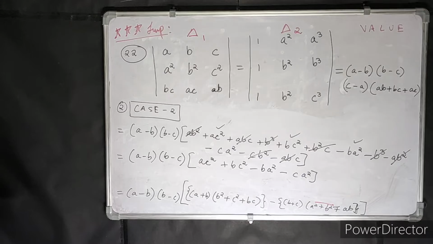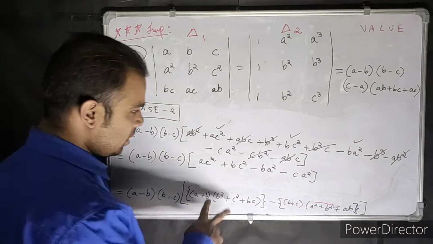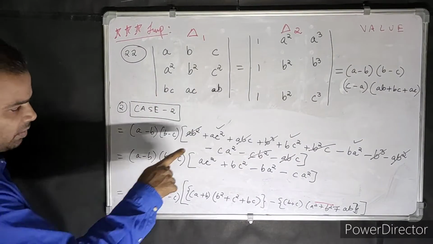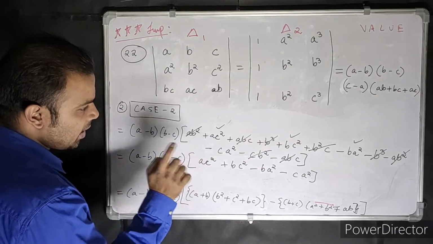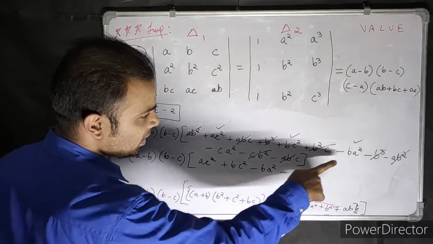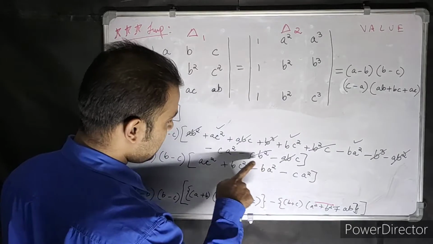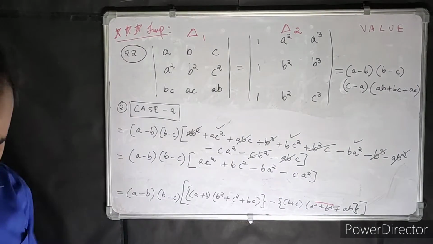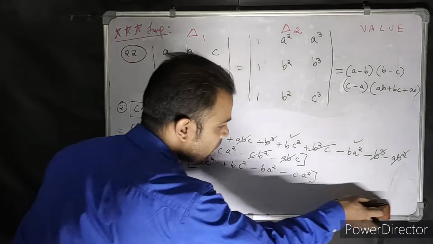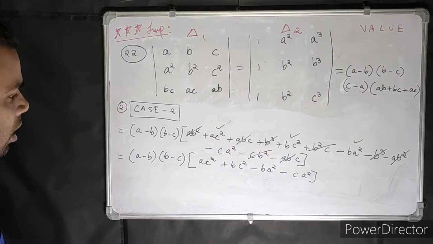Okay, so look at this. I think we are correct. I have copied correctly: AC square, BC square is copied correctly, BA square is copied correctly, and CA square is also copied correctly. From here, the next step is to take out the common.